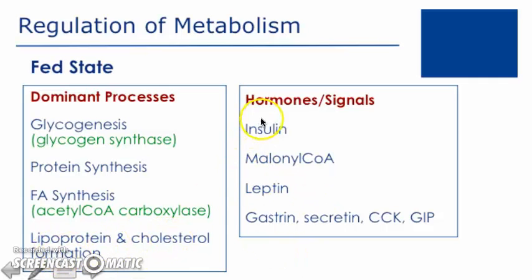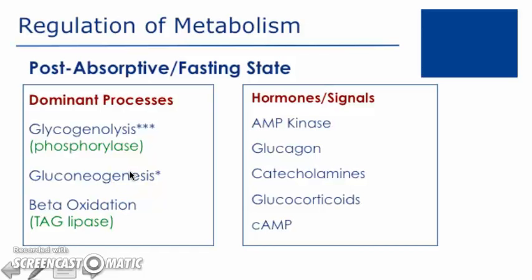Here we'll see the key hormones and signals that will be elevated. However, insulin is going to be the main hormone or signal that's going to be involved in activating glycogen synthase and acetyl-CoA carboxylase. Next, we'll see the processes dominant in the post-absorptive early fasting state and the hormones or signals that will be elevated and responsible for activating these enzymes.